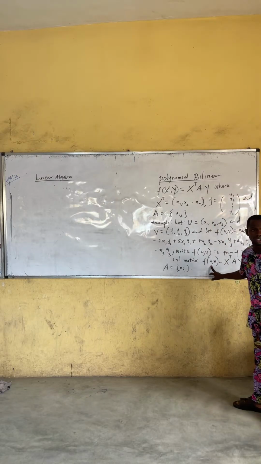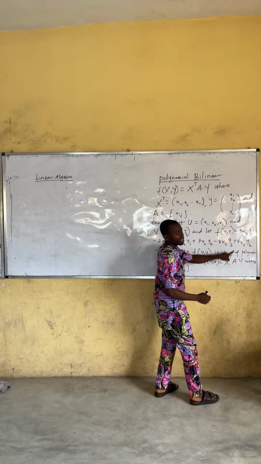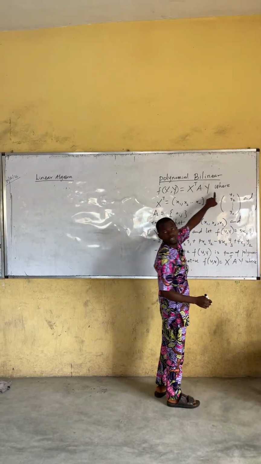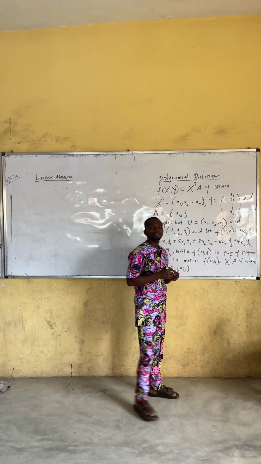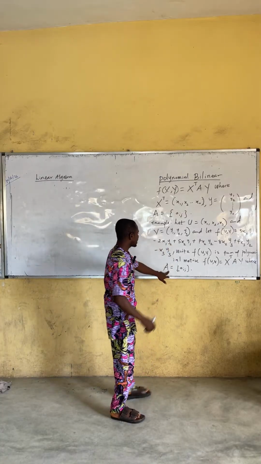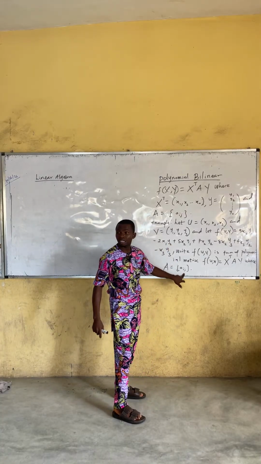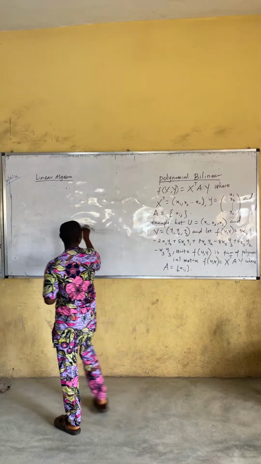F of U, V. We should write it in the form of S transpose AY. That's the meaning. Is it clear now? So where A is a matrix. Do we understand? The solution is very easy.